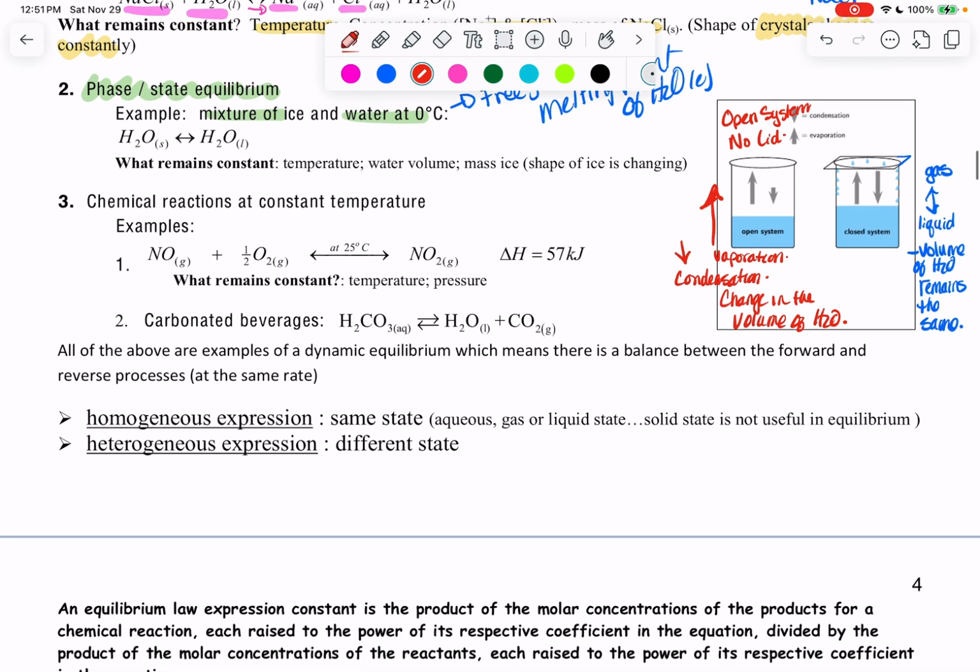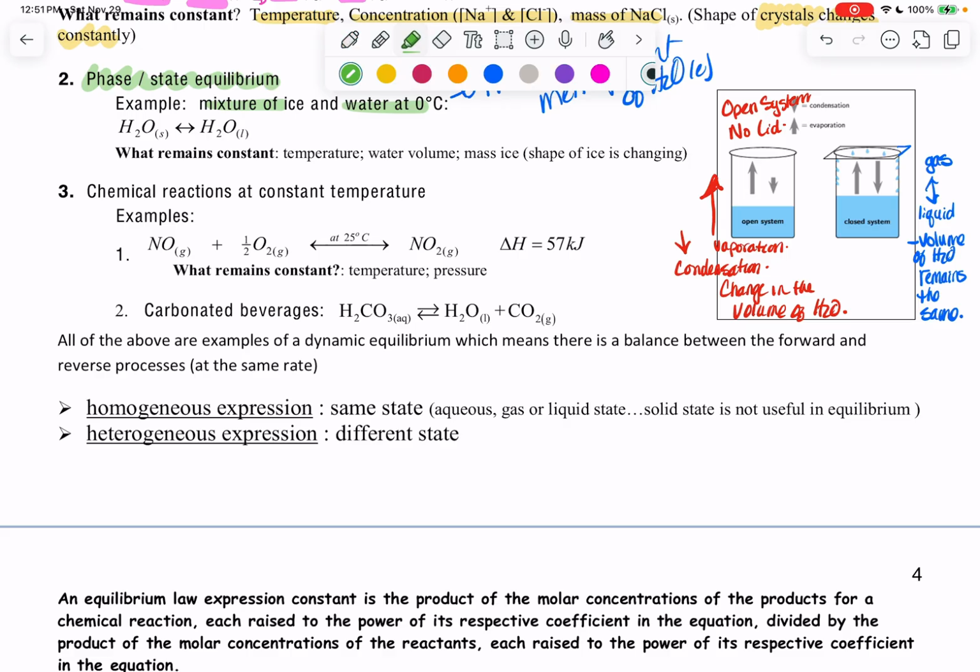And lastly, what we can see is a chemical reaction at a constant temperature in, again, a closed system. So you have nitrous oxide plus oxygen to give you NO2. If it remains at 25 degrees Celsius, the forward reaction and the reverse reaction remain in equilibrium, releasing 75 kilojoules of heat.